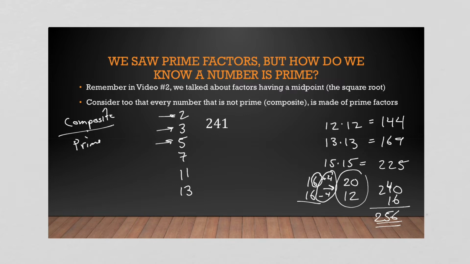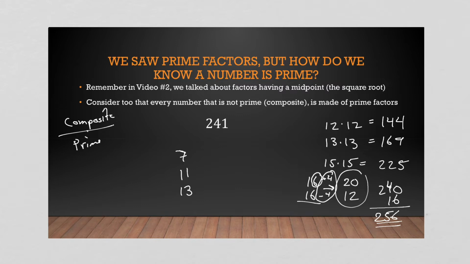So if you look at 241, does it divide by 2? No. Does it divide by 3? Well, 2 plus 4 is 6 plus 1 is 7. And if you can't remember this, remember to click back and watch the first video on divisibility rules. No. Does it divide by 5? No, because it doesn't end in a 0 or a 5.